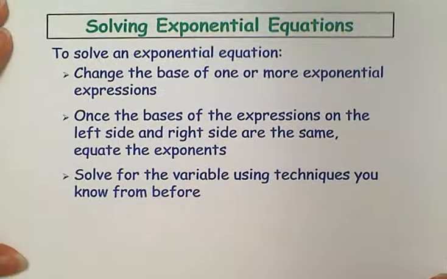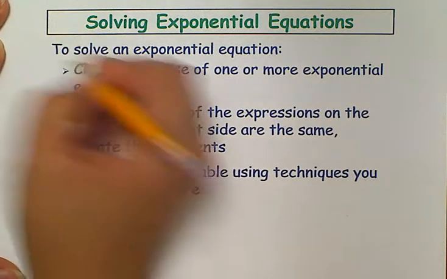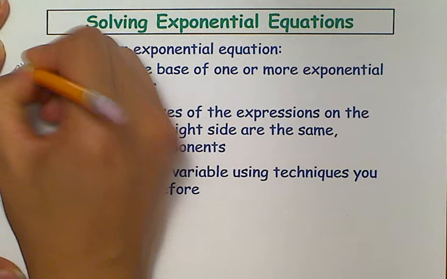To solve an exponential equation, you want to change the base of one or more exponential expressions. And then once the bases of the expressions on the left side and on the right side are the same, you can set the exponents equal to each other and then solve it for the variable using techniques you know from before.